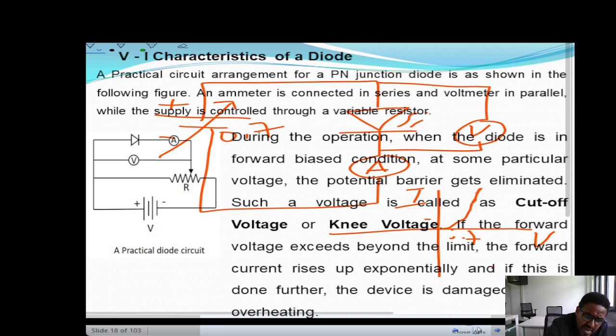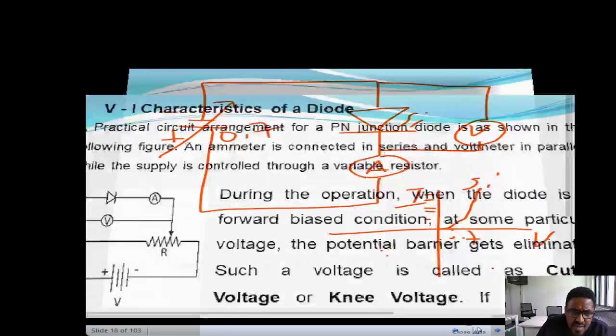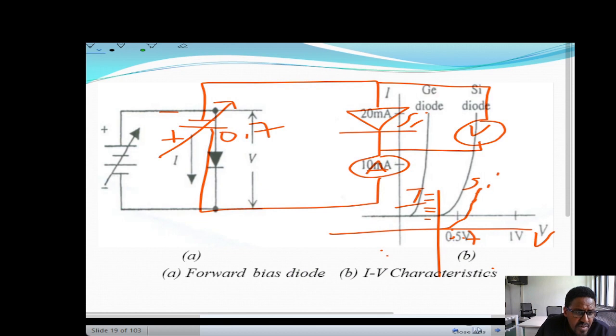So the current increases exponentially, and the voltage is approximately 0.7 V for that diode, which is silicon. When you have a germanium diode, the knee voltage or cut-in voltage becomes 0.3 V. So in our lecture, in most examples we use the silicon type of diode. Now, as you see in the figure, the forward biased diode and current versus voltage characteristics during forward bias.